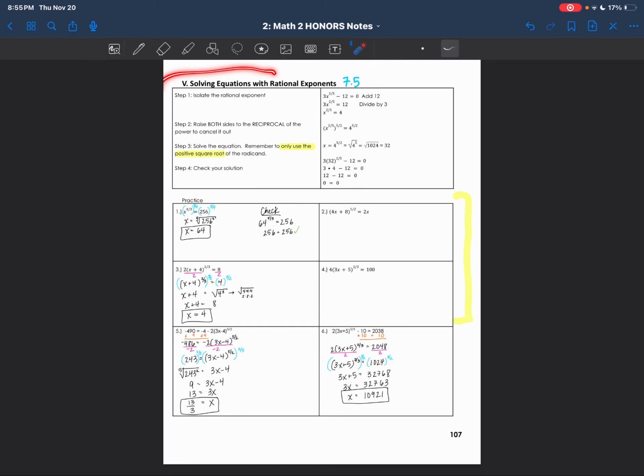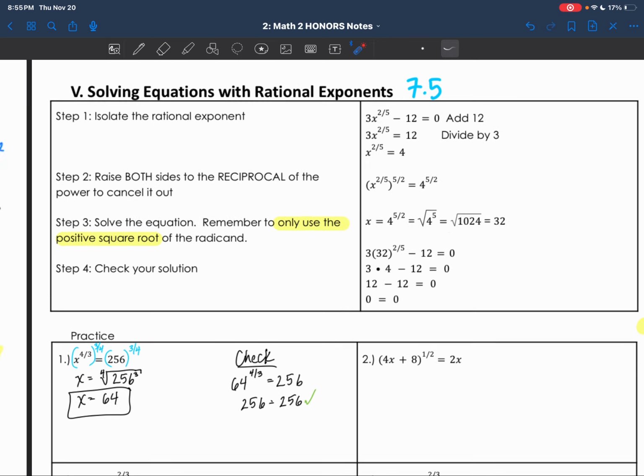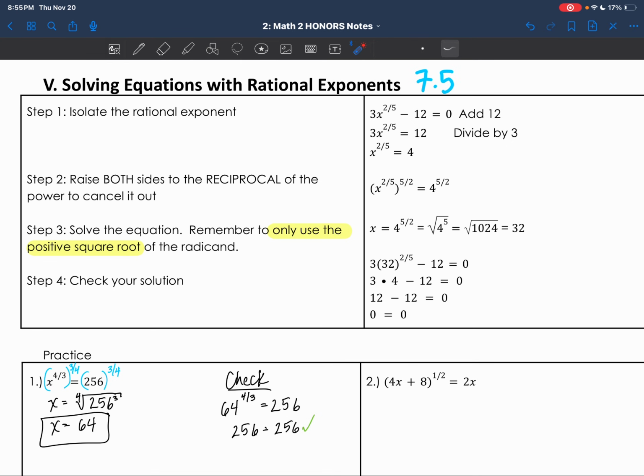All right, today we're going to talk about solving equations with rational exponents. So the steps are as follows. This is very similar to when we solved for square roots. Before, we isolated the square root, now we're going to isolate the rational exponent.